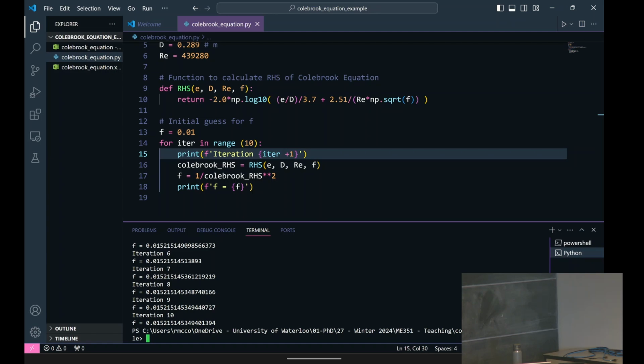Oftentimes, students are made to do that by hand on an exam, but I'm not going to make you do that by hand on the exam because I think it's just pure calculator error that you'll start accumulating, and then it won't converge, and there's a whole bunch of other issues that will happen.